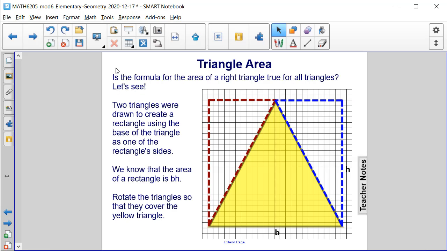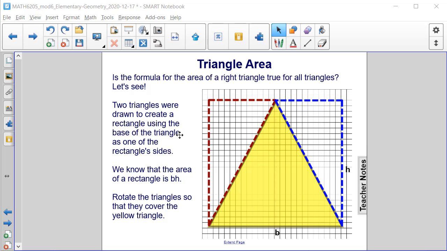Is the formula for the area of a right triangle true for all triangles? Let's try to find out. Two triangles were drawn to create a rectangle using the base of the triangle as one of the rectangle's sides. We know that the area of a rectangle is found by multiplying the base and height together.